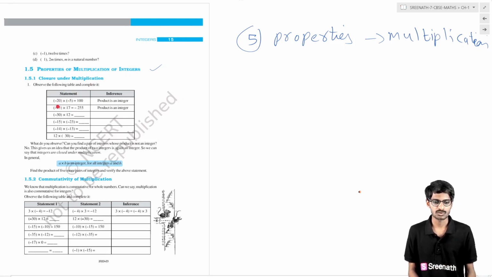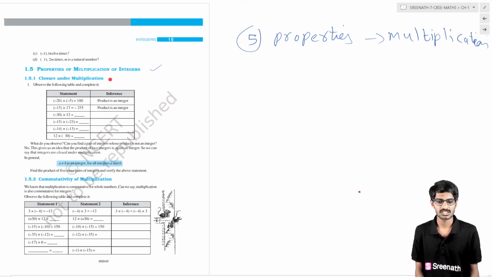Take some examples. Minus 20 into minus 5. Minus 20 is a negative integer, minus 5 is an integer, which means both are integers, and we multiply them. Finally, what do we get? We get 100, which is a positive integer. So the product is also an integer. We multiplied integers, and we get the result as an integer. So from this, we can conclude that closure under multiplication is satisfied, or that integers are closed under multiplication.